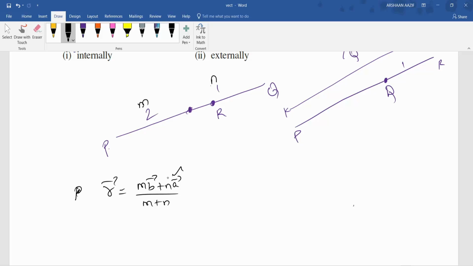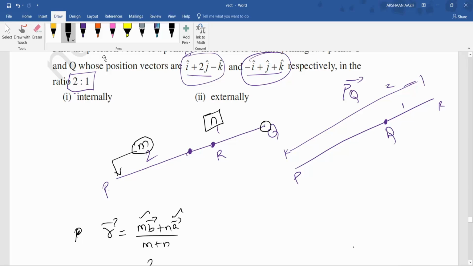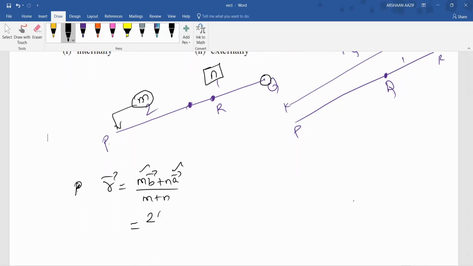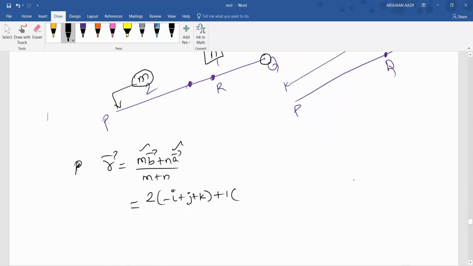Then technically 2 into OQ vector should be taken. You should be careful here. We have discussed this. So when I take N, I should take OP, and when I take M, I should take OQ, because M is closer to P and N is closer to Q. I should take the opposite. So 2 into my point OQ vector, that is minus i plus j plus k vector, and plus 1 into, that is my N into, i plus 2j minus k vector, divided by 2 plus 1, which is 3.